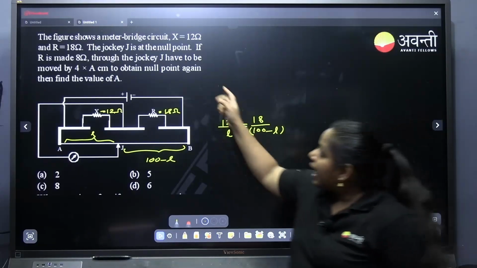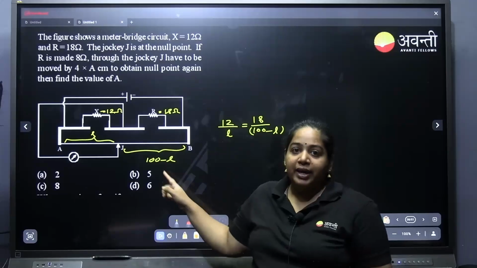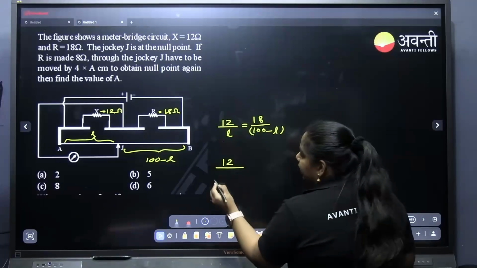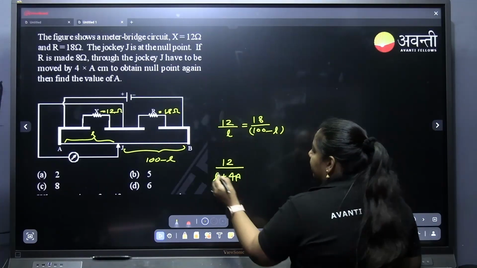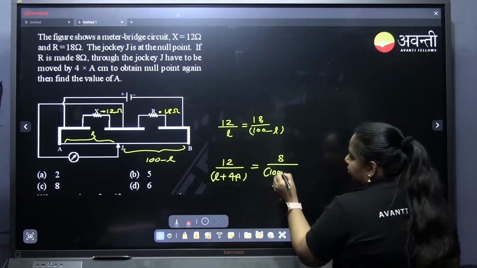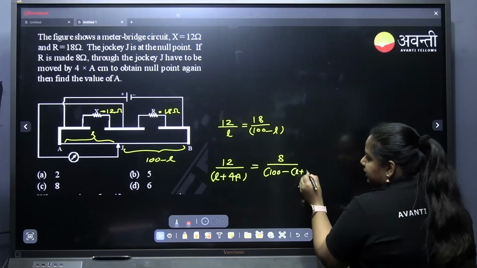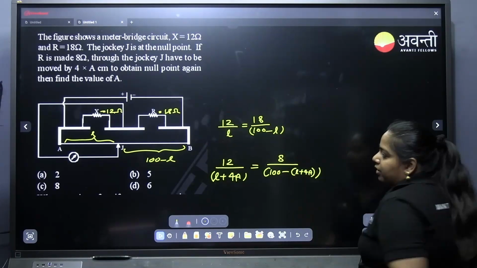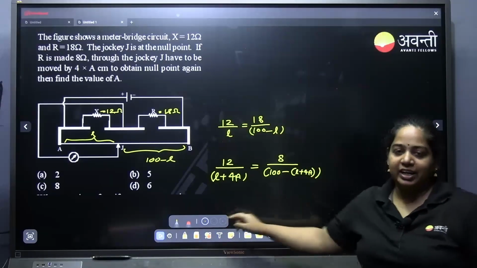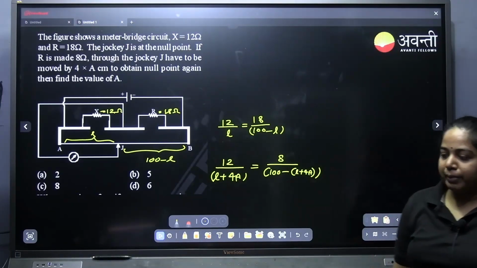Second, they are changing 18 ohm to 8 ohm. Then the jockey has to move further by 4A, so the new length is L plus 4A. So 12 divided by L plus 4A equals 8 divided by 100 minus L plus 4A. This is the new equation. First find L from the first equation, substitute L here, and solve for A. Is the method clear?